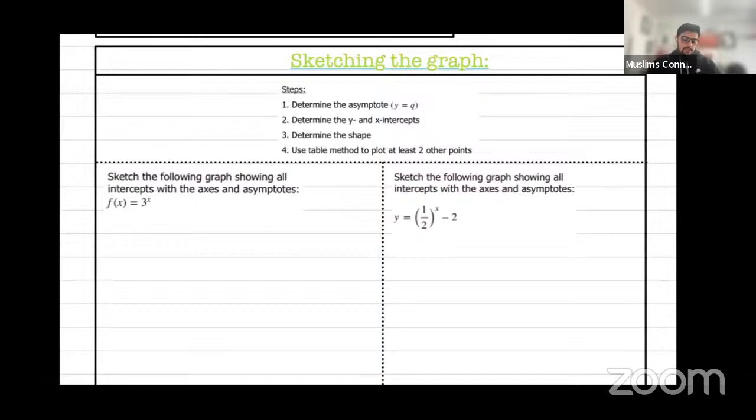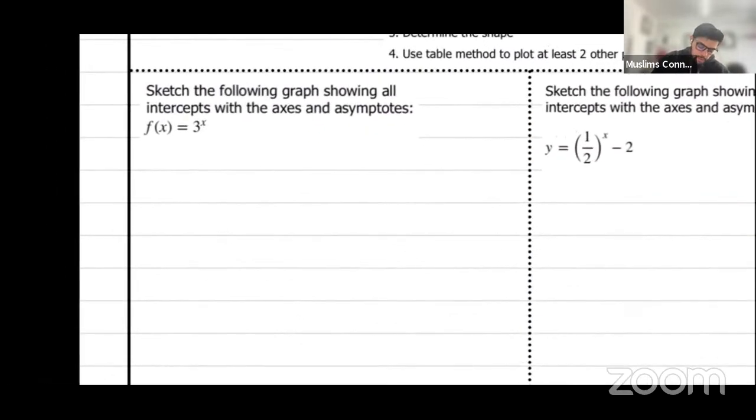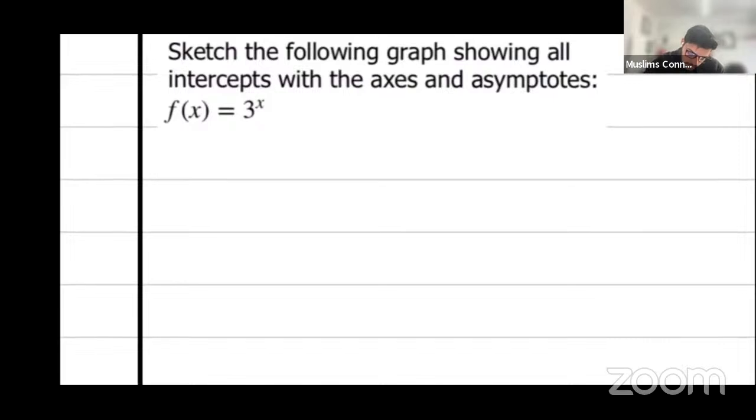Right. Sketch the following graph showing all the intercepts with the axes and asymptotes. Firstly, we must decipher. Remember, the original equation is y is equal to a times b to the power of x plus q. We already know that q is 0. A is actually 1. Be careful. A is not 3.